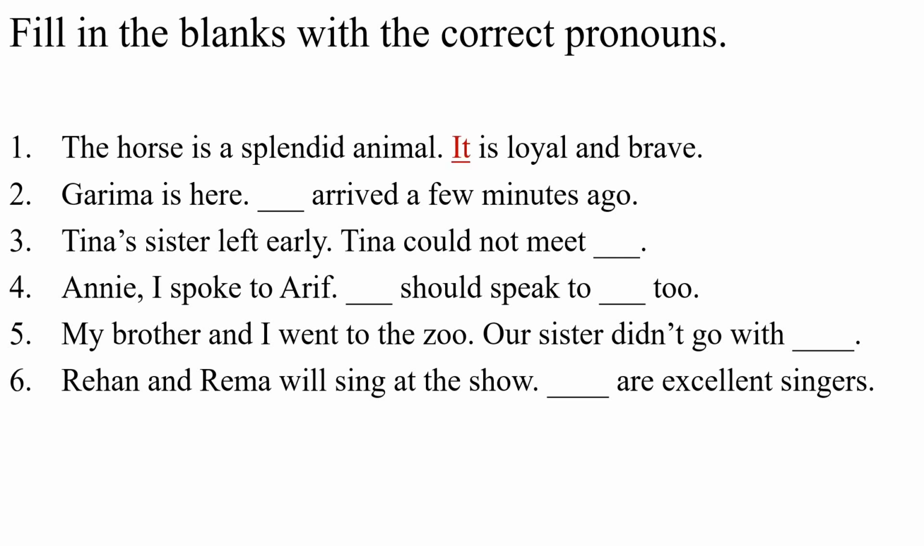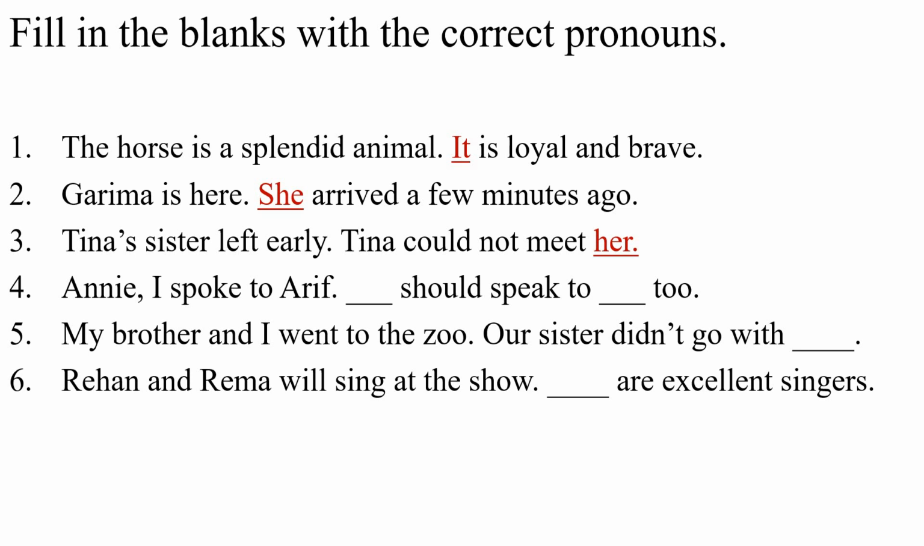Next is, Garima is here. Dash arrived a few minutes ago. The blank is after here, and here you will fill the pronoun of Garima. Garima is the name of a girl, so Garima का pronoun होगा she. Next is, Tina's sister left early. Tina could not meet dash. यहाँ भी blank है at the last और यहाँ आपको Tina's sister का pronoun use करना है. Tina's sister is also a girl. So इसके लिए हम pronoun use करेंगे she. But here we will fill in objective form. And she का objective form है her.